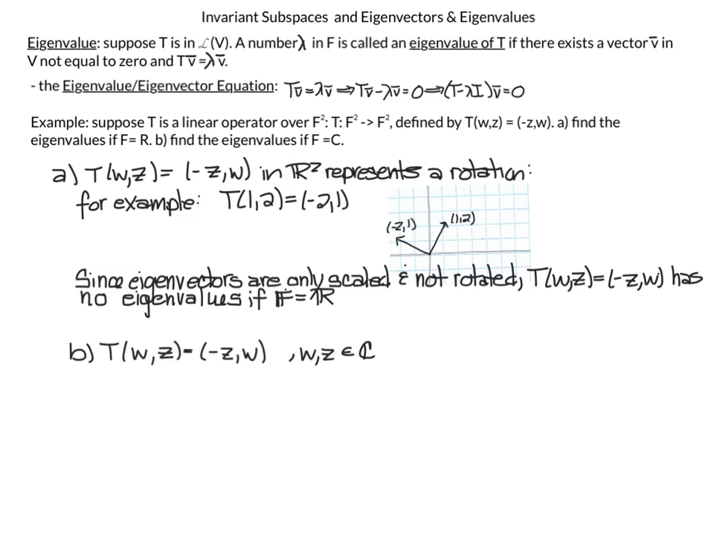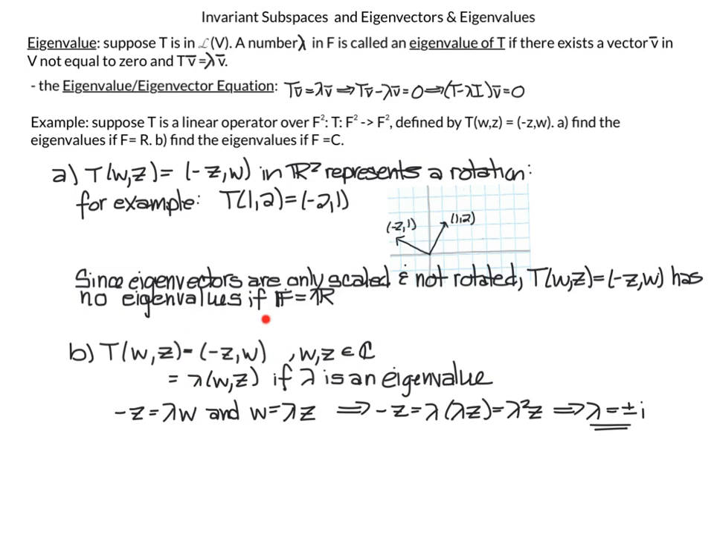We can now look at B, where we consider T of (w, z) equals (minus z, w), where w and z are complex numbers. If we do have an eigenvalue for this transformation, then T(w, z) is going to equal lambda times (w, z).